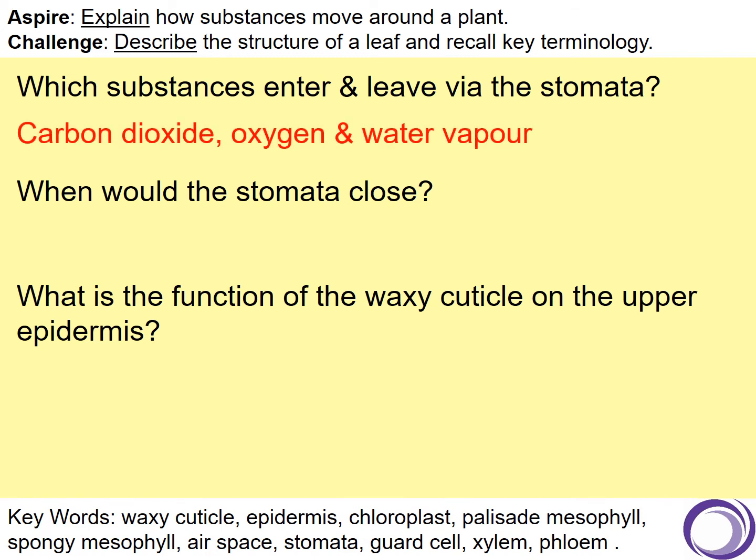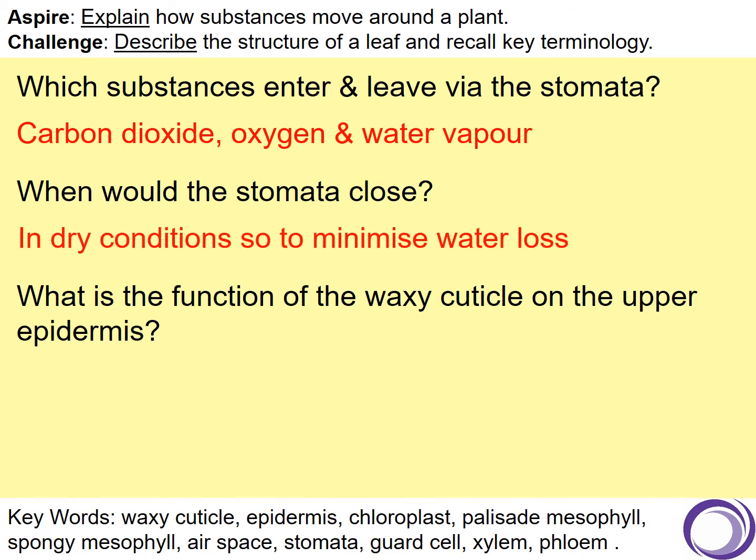Okay, so the substances which will move out of the stomata and come into the stomata: carbon dioxide comes in, oxygen goes out, and water vapor goes out. While the stomata close, well, that's in dry conditions, and that stops the water being lost out of the plant. So if you think about it, if it's getting very, very dry, then what the plant does is go, right, I'll close that stomata up, and I won't lose any more water out of it. Now, the issue with that, obviously, is it can't get any carbon dioxide into the plant.